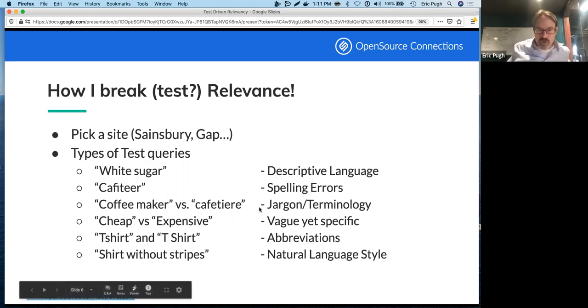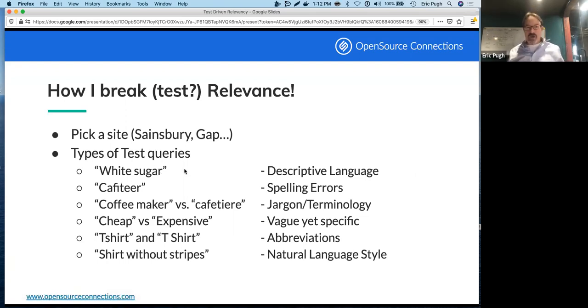These are all sort of grocery store oriented because that's where I was pulling my example, but white sugar, right? I'm giving you a piece of descriptive language, the white part. So if I'm searching for white sugar, make sure you're not returning brown sugar first, or white sugar is a very specific product. Sometimes our search engines easily break because of spelling errors, right? So let's try some different types of spelling errors.